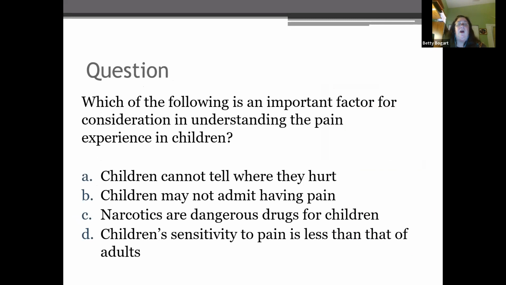So, which of the following is an important factor for consideration in understanding the pain experience in children? B. Right, they're not going to admit it. Why? Well, number one, maybe Daddy's there and I can't tell them I'm having pain because I'm supposed to be macho. I've mentioned that. But what if they don't like the medicine? Or what if they're afraid of a shot? Yes, very good. All right, any questions?